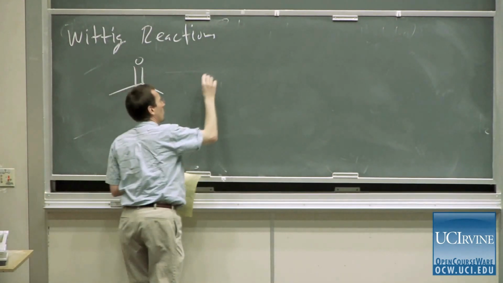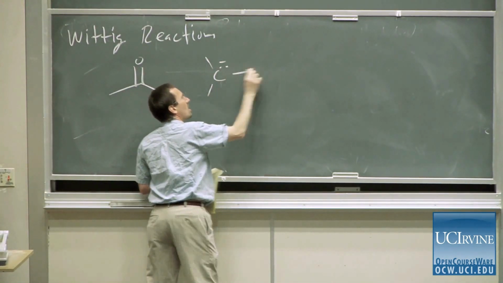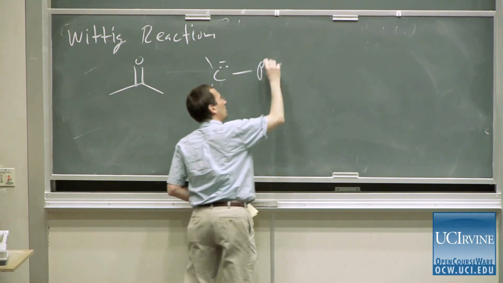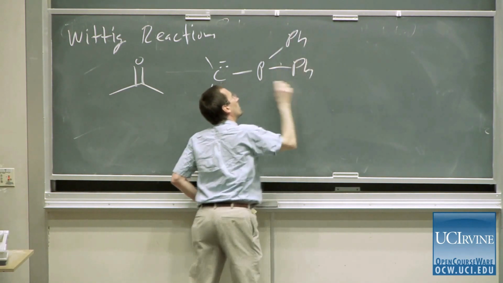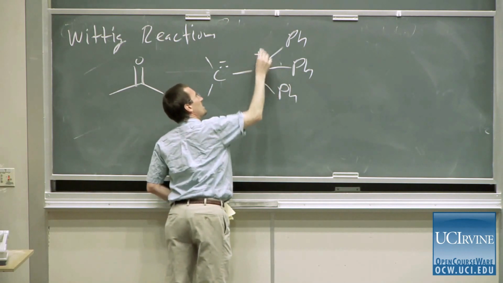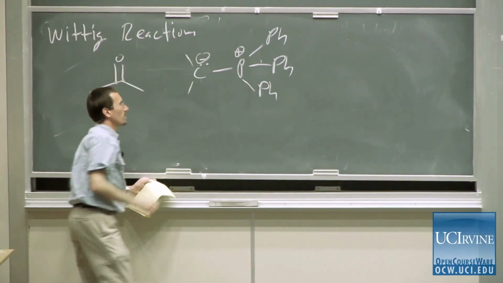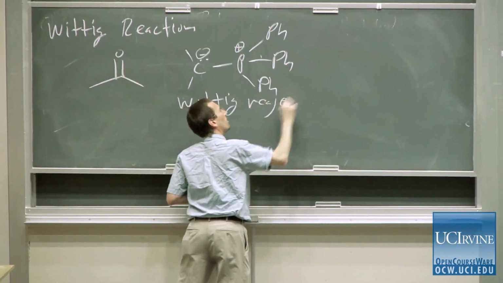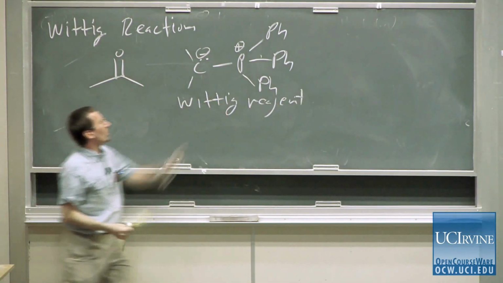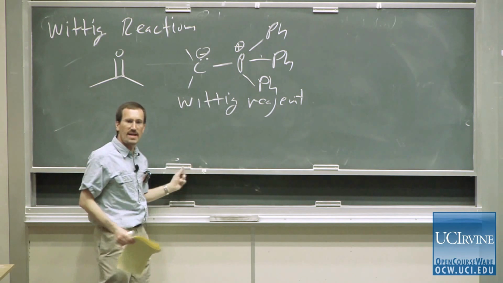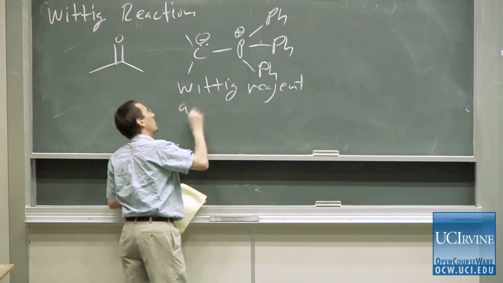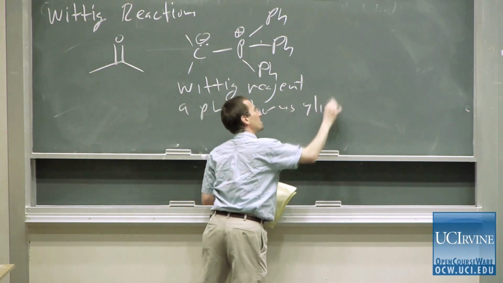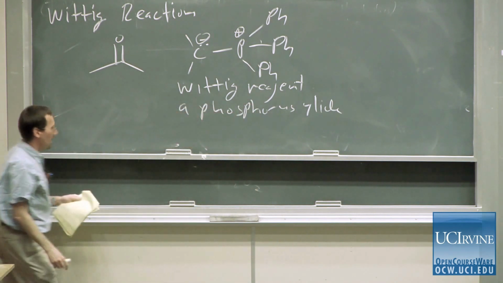So we have a ketone or an aldehyde. We have a carbon nucleophile called an ylide. And I'll write out the structure. Invariably, it's a phosphorus ylide. An ylide, so this is called a Wittig reagent. An ylide is a species where you have a separated positive and negative charge. And so we call this a phosphorus ylide, because we have the separated positive and negative charge on phosphorus.